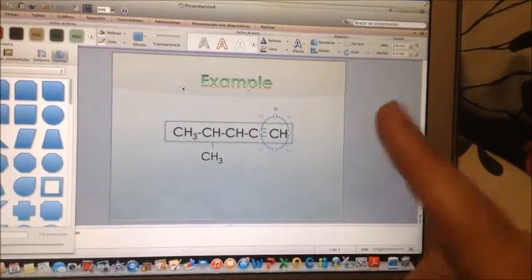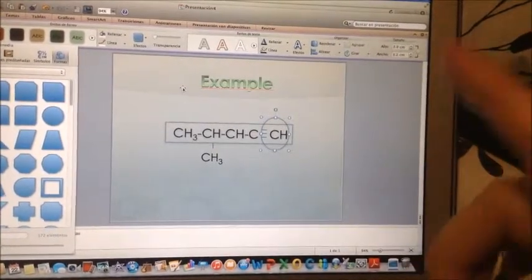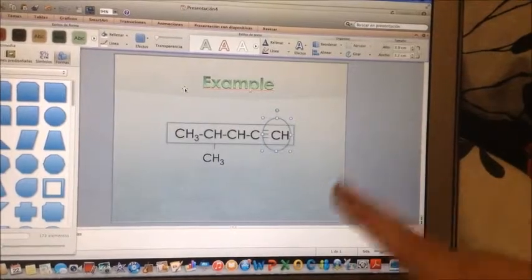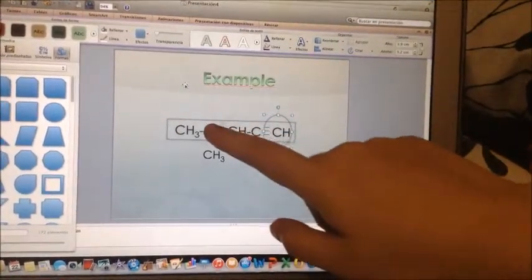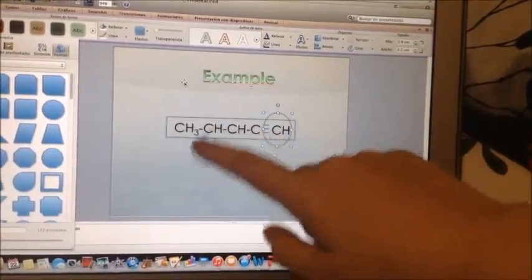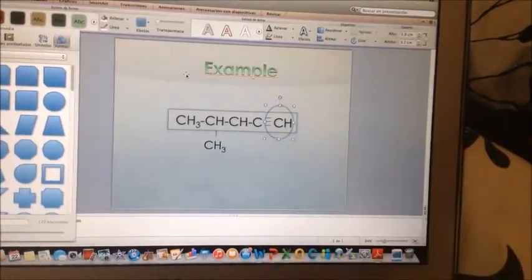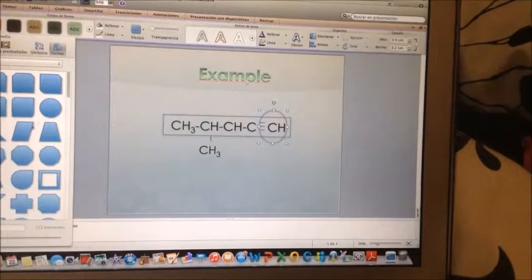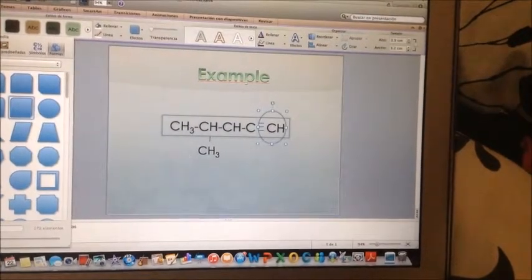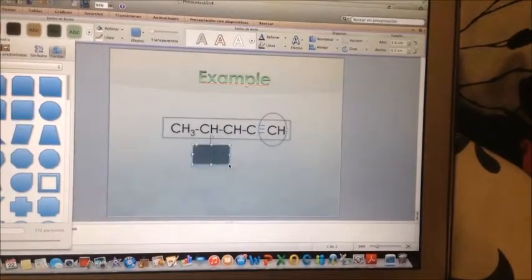Then we have to locate the substituent. So it has 1, 2, 3, 4. It is in location number 4. And as it is 1 carbon, the name is methyl. So it is 4-methyl.